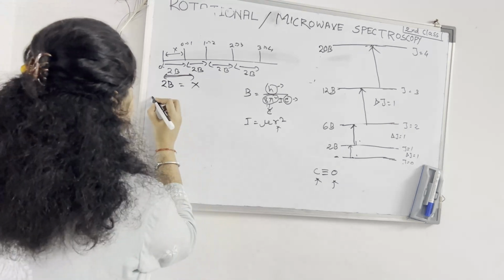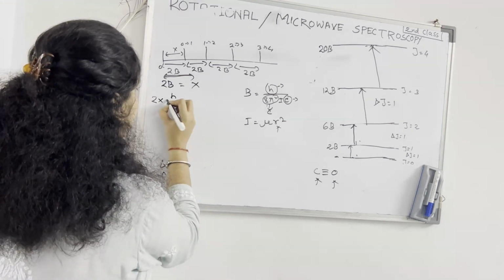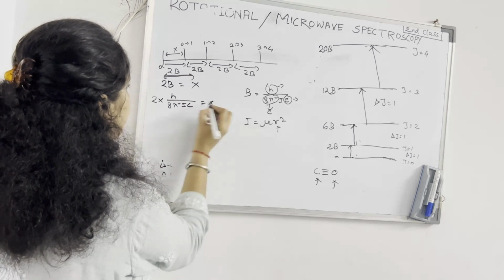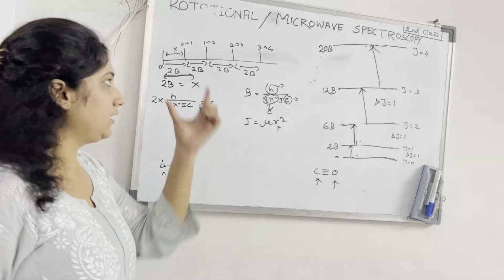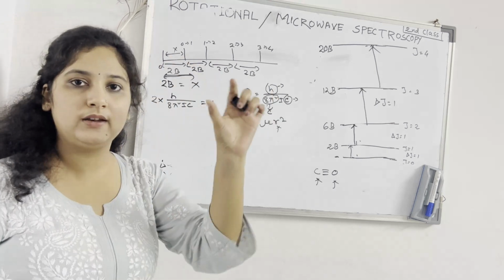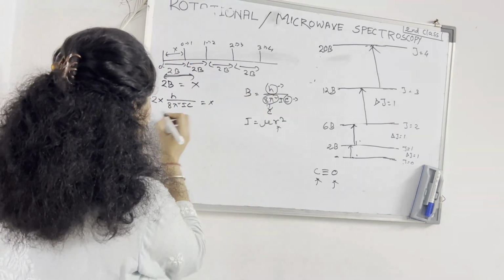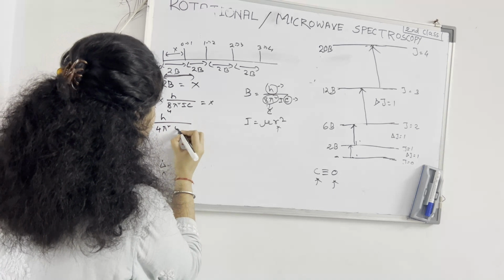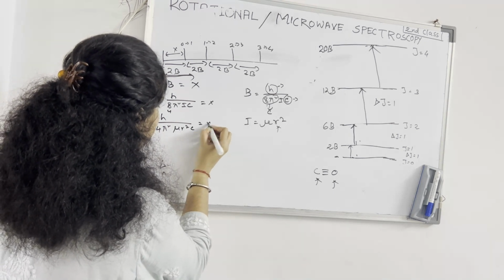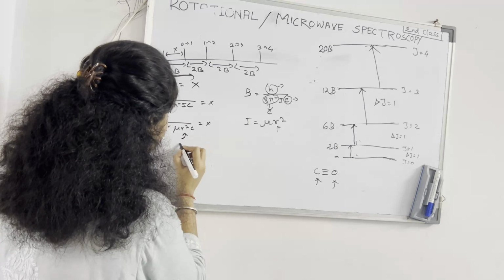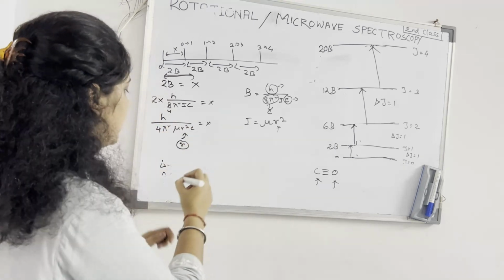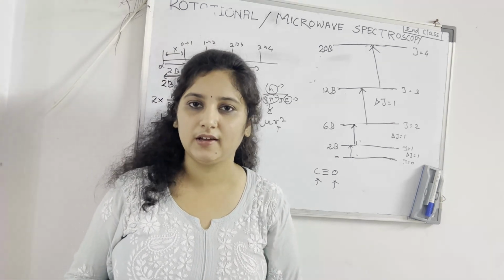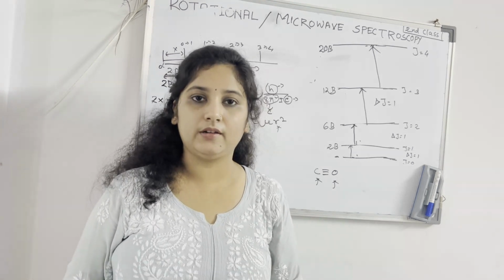Just put B, that is h by 8 pi square I into c, which is equal to x, and x you will get from the rotational spectrum, that is the gap between two lines. Then in this equation, h by 4 pi square mu r square into c is equal to x. Here the only unknown factor is r. So from that equation you can calculate the bond length of that molecule, whichever you are investigating.